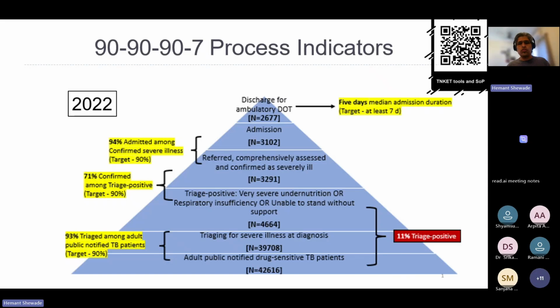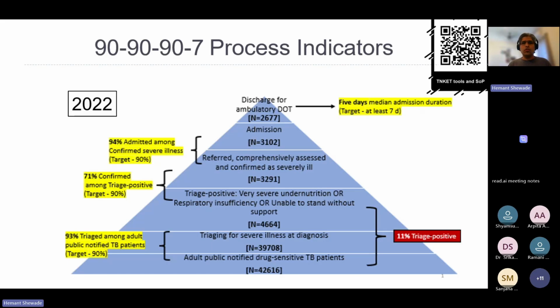And if the total score was more than 1, using 16 indicators, then one would say that the person with TB who is triage positive is confirmed as severely ill. Basically, confirmation of severe illness was a mere formality unless there was some error in triaging in the field. But the key purpose of comprehensive clinical assessment was to identify the reasons for severe illness and address them during inpatient care. On the right-hand side in red, you can see around 11% were identified as triage positive.